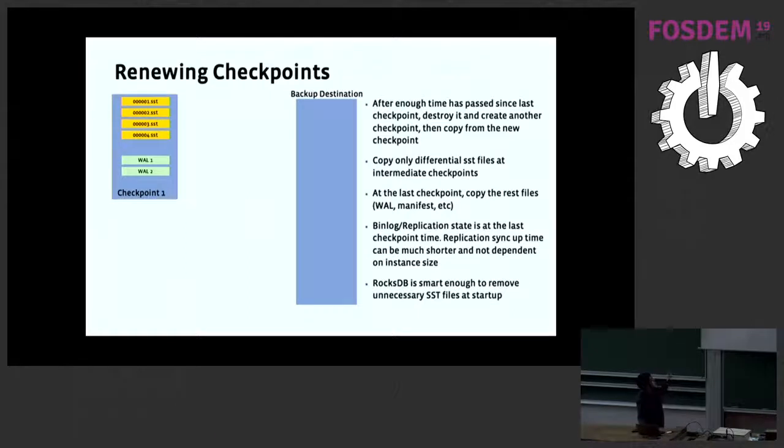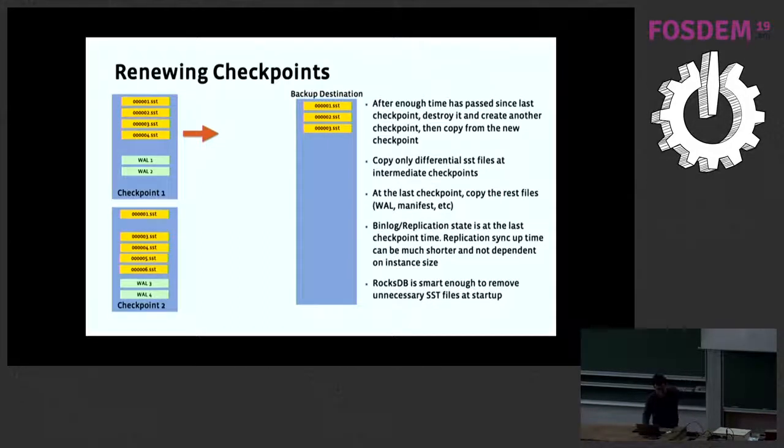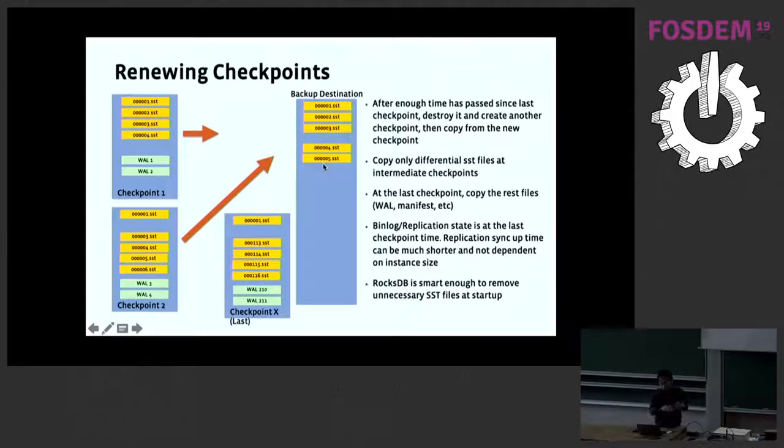Here is how it works. First, create a checkpoint, then start copying the SST files. But when the data is huge and only SST 013 could be copied, create a checkpoint again, checkpoint 2. Then new files like 5 and 6 were created. Then copy the differential files, in this case 4, 5, and 6 are newly created. So start copying 4 and 5, then repeat, creating a checkpoint multiple times. In the last stage, copy all of the SST files, the write ahead log and the manifest files. By repeating these steps, the replication can be started at the last checkpoint.